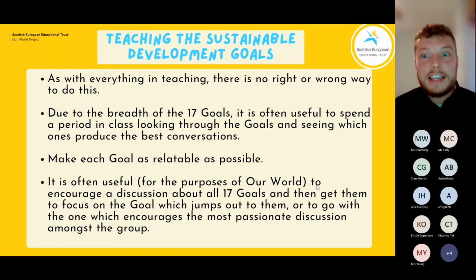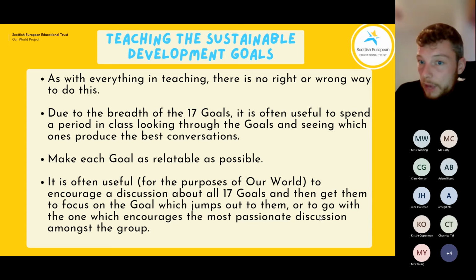As with everything in teaching, and as I've mentioned earlier in this presentation, there's absolutely no right or wrong way to talk to pupils about the SDGs or to introduce them. But due to the breadth of them, it's often useful, I find, to spend a period or two in class going through the 17 goals and seeing which ones produce the best conversations really. As with all real life topics and teaching more generally, I suppose, making each goal as relatable as possible, I find to be really key.